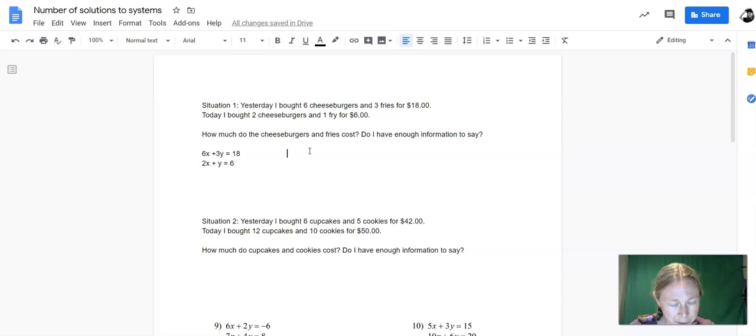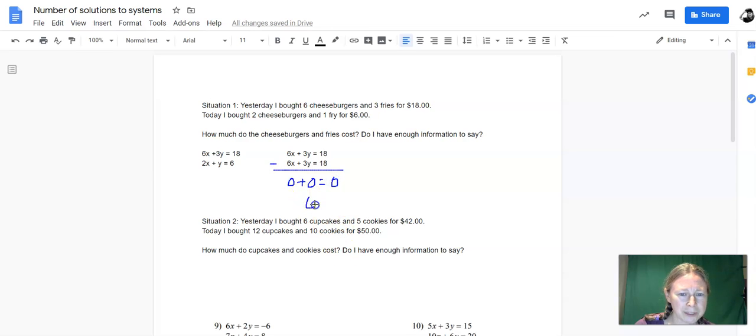So I'll copy the first equation, same as before, 6x plus 3y equals 18. And then the second equation, if I multiply both sides by 3, I get 6x plus 3y equals 18. So that's interesting, because then if I try to solve this by elimination and I subtract one equation from the other, 6x minus 6x is 0, 3y minus 3y is 0, and 18 minus 18 is 0.